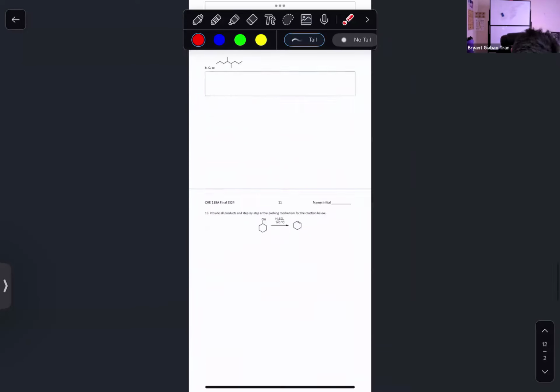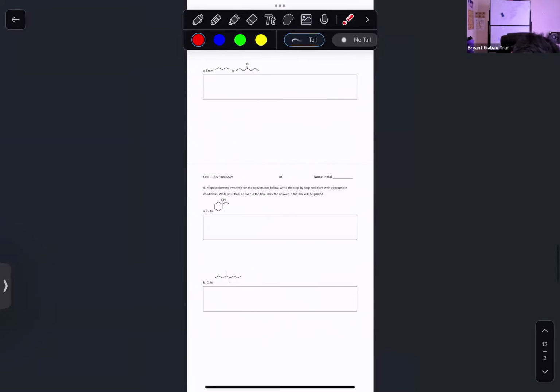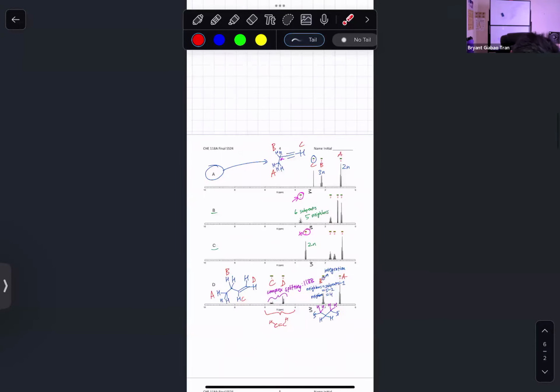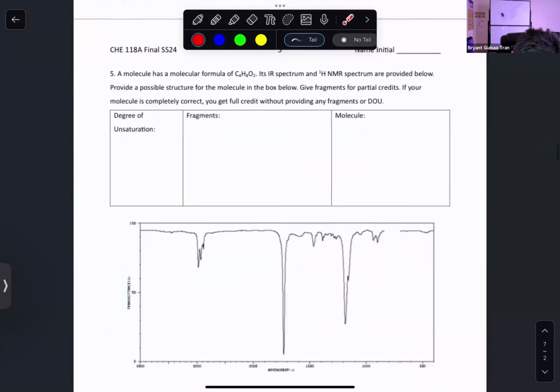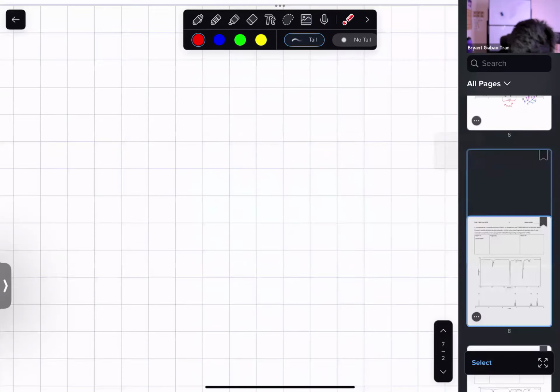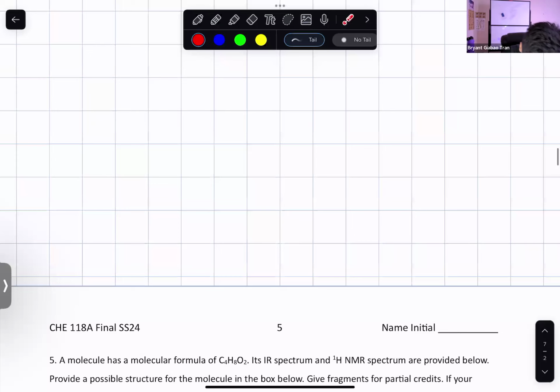Question 5, problem 5. Oh, right here. Okay. Before going over that problem, let me give you the general guidelines to solve this type of problem here.